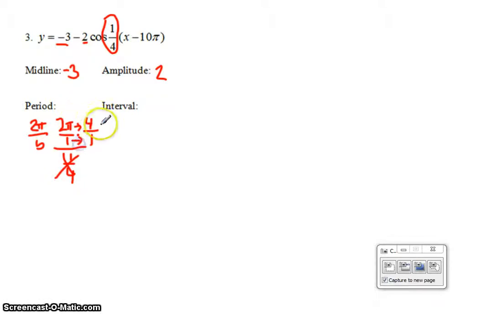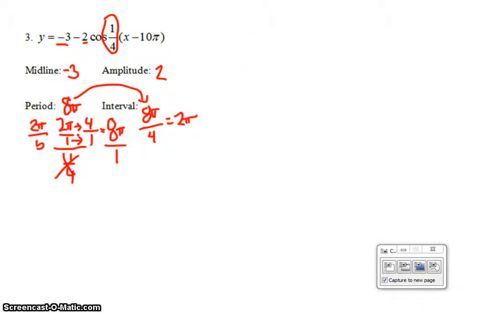2 pi times 4 is going to give me 8 pi. And 1 times 1 is going to give me 1. So 8 pi over 1 is going to equal 8 pi. And then to find the interval, remember I divide my period by 4. So here's 8 pi divided by 4, which is going to give me 2 pi.